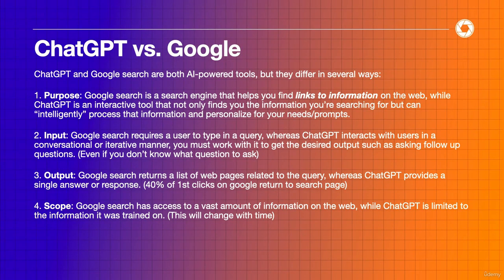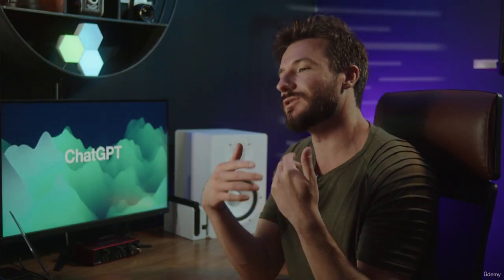And the last point is the scope, and this is going to change with time, but right now, currently, Google has much more access to more current and a larger amount of information on the web that is current today. ChatGPT is limited to a certain amount of information that it was trained on. This is going to change with time because eventually tools like ChatGPT are going to be connected to the current online information that's on the web the moment you're doing your search.